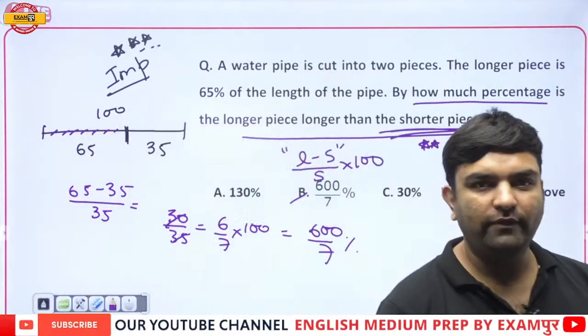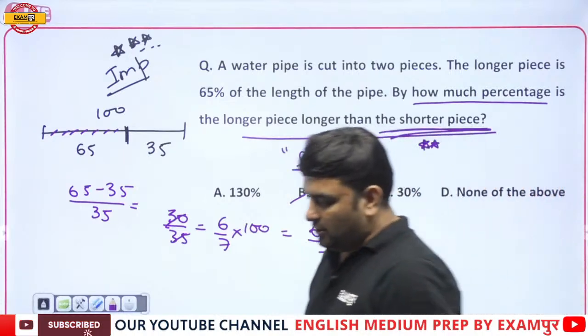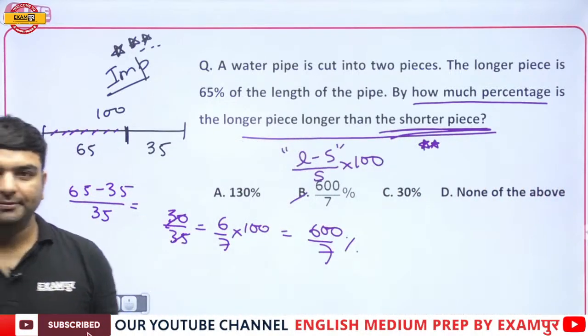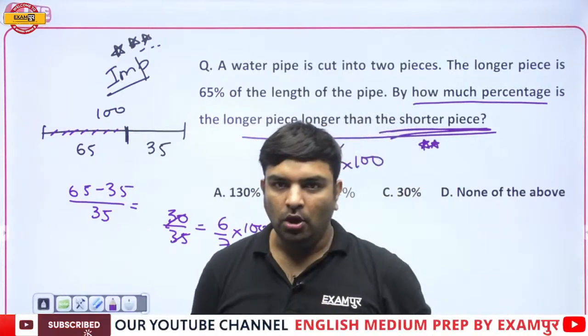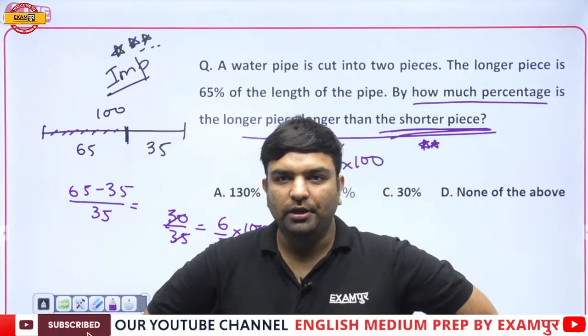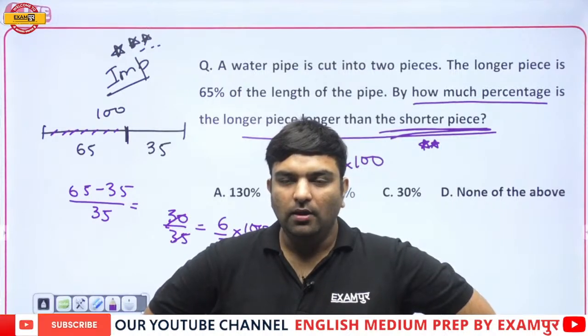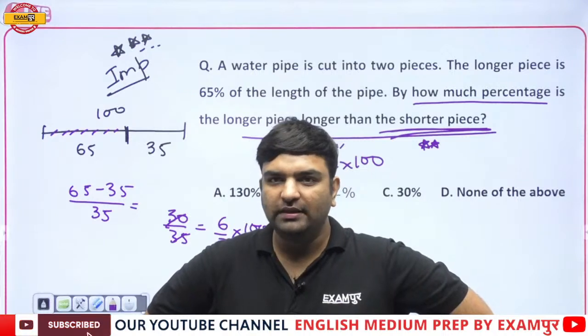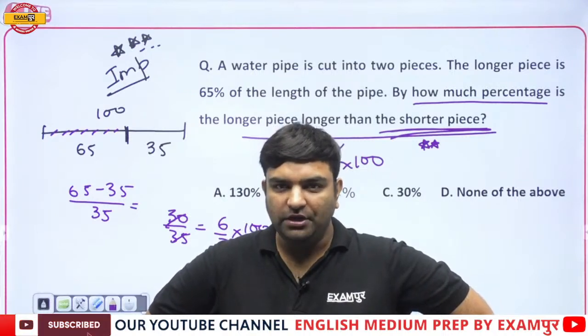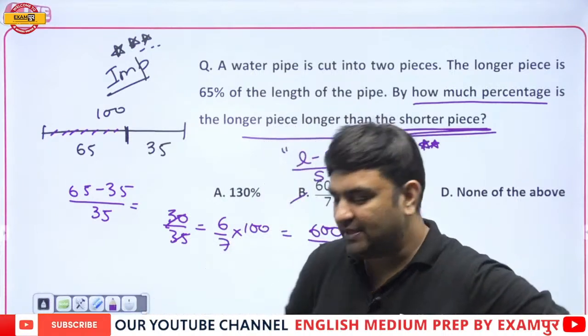Any doubts whatsoever? The longer portion is how much greater than the shorter portion? 65 is how much greater than 35? 6 by 7 into 100, that is 600 by 7%.